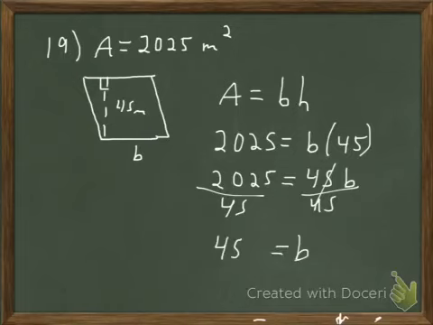Why do I not need to put square on my units with this one? Well, because I wasn't finding the area. I was finding a missing side. Only put square on the units when you're finding the area.